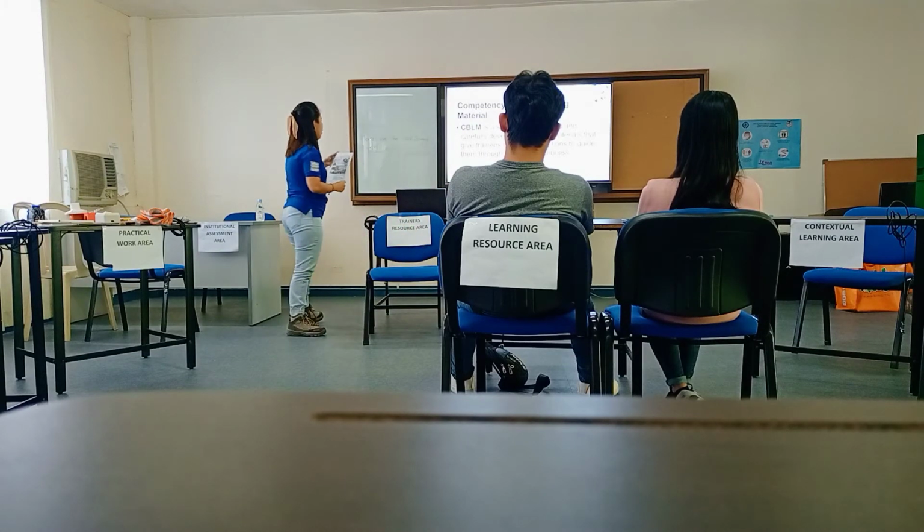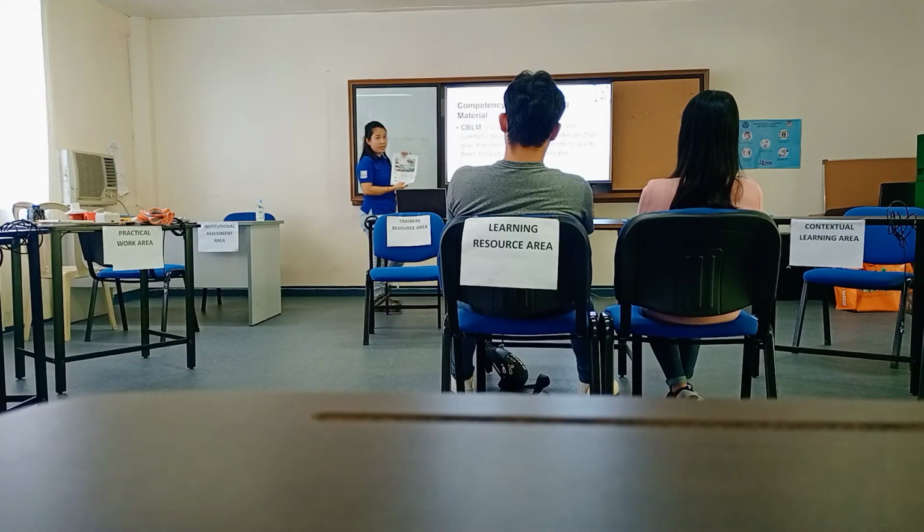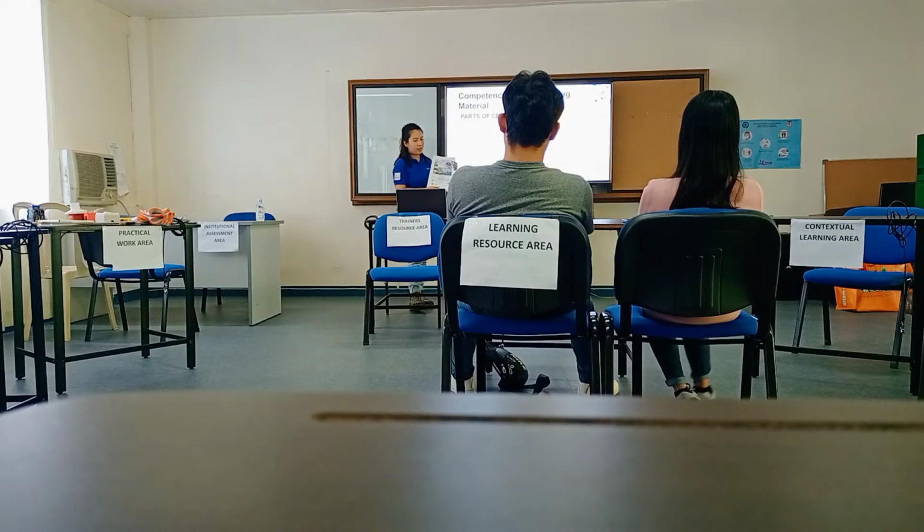Throughout our training we will be guided by the CBLM. The CBLM is composed of different parts. First is the cover page, followed by the information sheet, where you can find certain details on a particular topic, followed by the self-check to evaluate your learning from the information sheet. The next is the answer key, where you can tally your answers. Next we have the task sheet, operation sheet, and the job sheet.